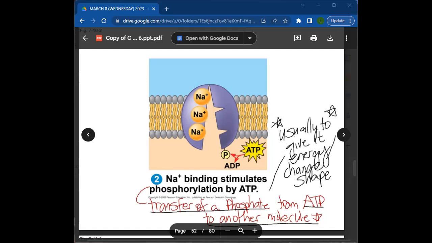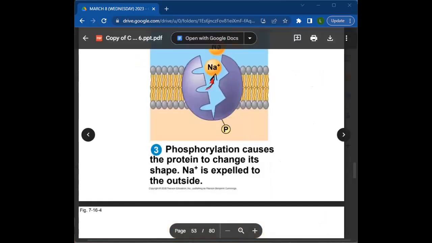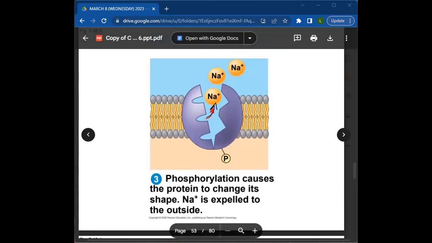Okay, right. And so when the phosphate attaches to that protein, that's going to give it enough energy to flip over and dump the sodium out of the cell.